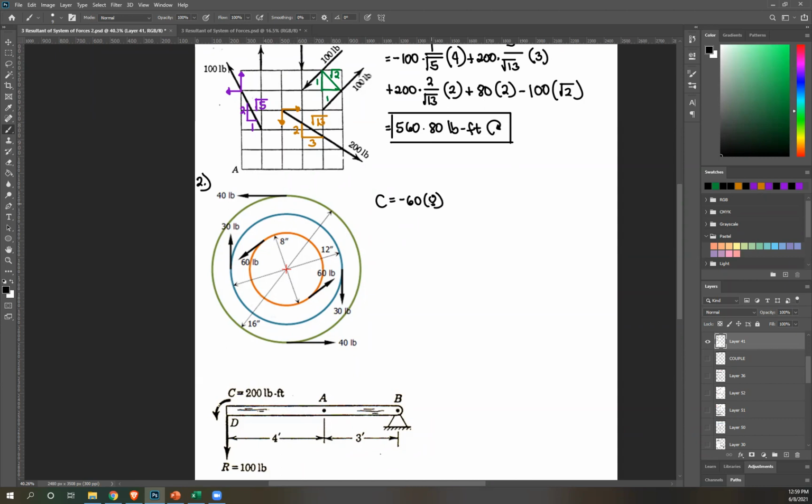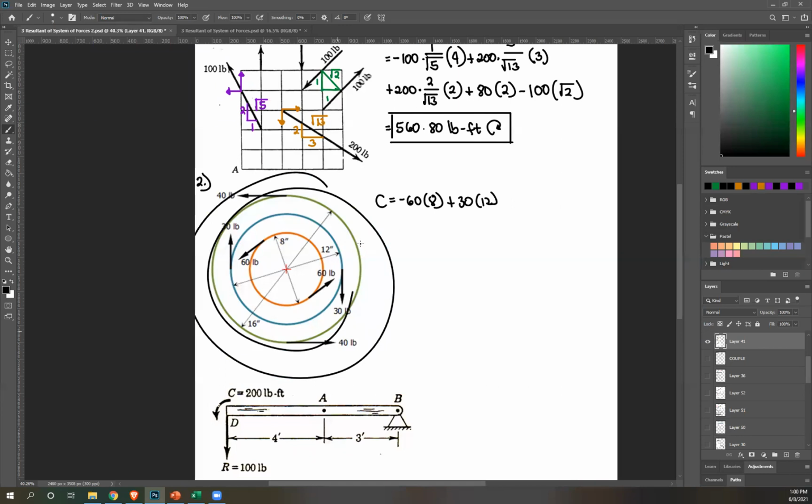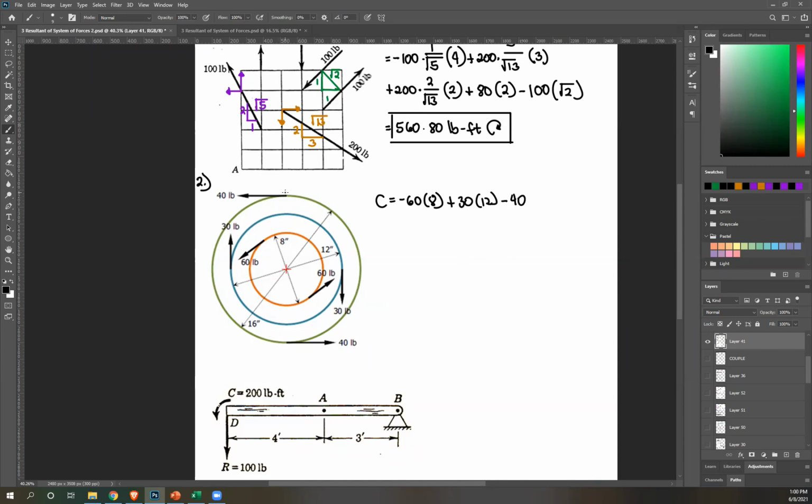So times 8. Next, on the blue rim, so follow the direction. So that's clockwise, right? So positive. Force is 30. Distance between them is 12. So times 12. And then last, we have this green rim. So that's counterclockwise, right? So negative. That force is 40. And then distance between them given 16. So times 16. Please compute what's the answer.